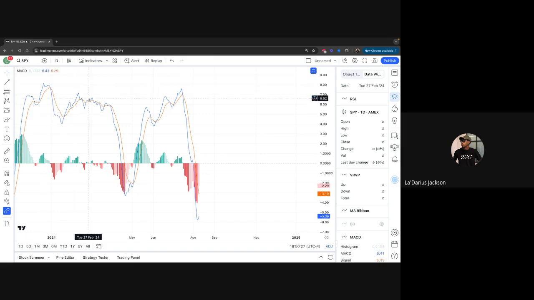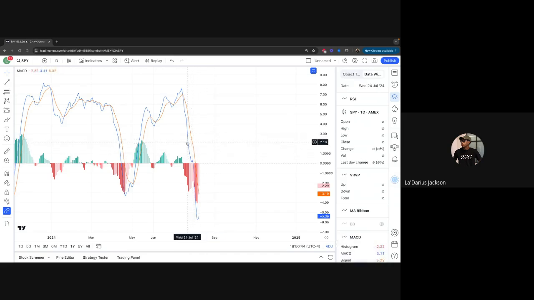The MACD is the moving average convergence divergence. Really simple indicator. This is your trend indicator. If you want to know how the stock is trending, not based solely on the candle setup, you can look at the MACD.